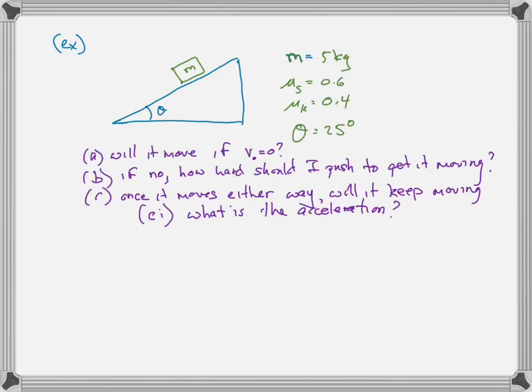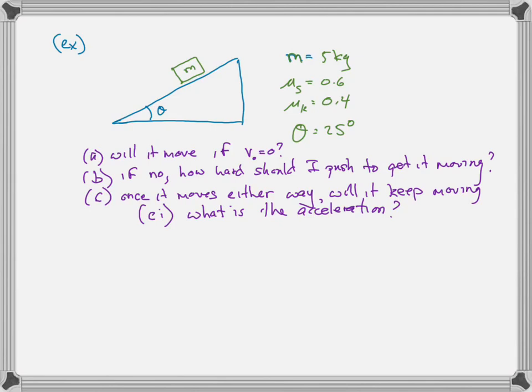Okay, so here are the questions. Will it move if the initial velocity is 0? In other words, will it start sliding on its own? If not, how hard would I have to push to get it moving? And then, if so, we can just move straight to part C. What is the acceleration? If not, once I give it a push, or even if it starts moving, will it keep moving? Now, C1 is really just a subpart of C. What we really need to do in part C is to find the acceleration in order to ask the question, will it keep moving. So I'm sort of giving away part of the way we find C, but really the question is, if it does move, what is the acceleration? Okay, let's answer these three questions.